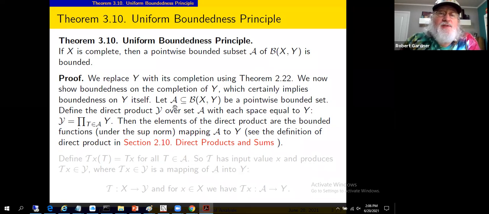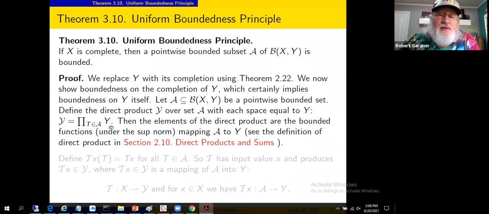So, as hypotheses require, take A, calligraphy A, to be a subset of the bounded linear operators from X to Y, pointwise bounded. Define the direct product of Y over set A with each space equal to Y. Okay, so maybe we'll run back and look at the definition of direct product. That is, we're defining calligraphy Y to be a product over indexing set calligraphy A of Y.